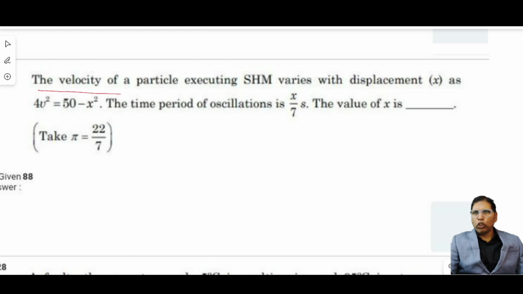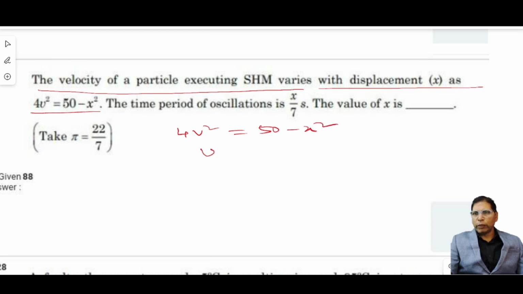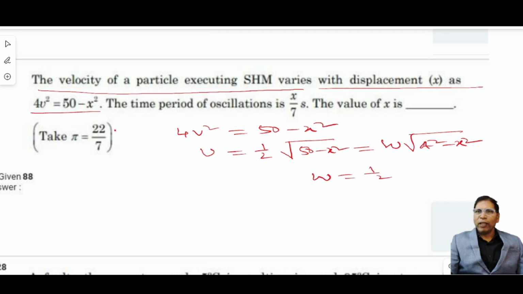The velocity of a particle of SHM varies with displacement x as 4v square equals 50 minus x square. So v equals half of root over 50 minus x square. If we compare this with omega into root over a square minus x square, here omega equals half. The time period of oscillation T equals x by 7.